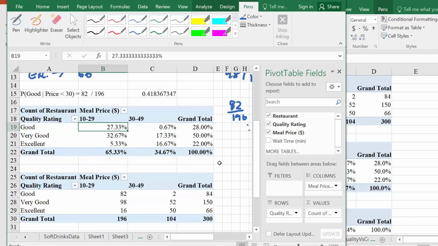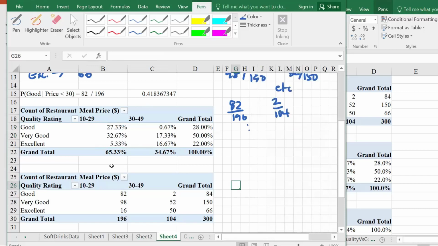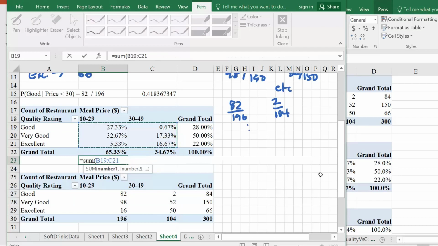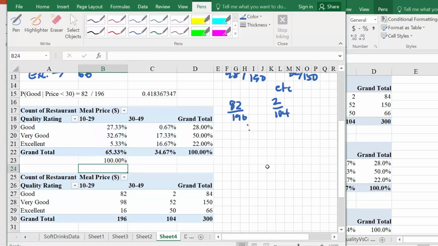So here it is. You can tell this must be correct because the 100% occurs only in this one corner, the bottom right corner, which is the grand total, and all the other numbers are less than 100%. And if you check, if I add these numbers together, you get 100%. So I'll try summing these numbers inside, and that does give me 100% as I expected.